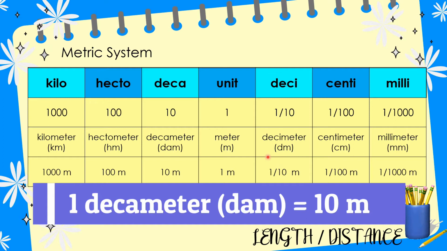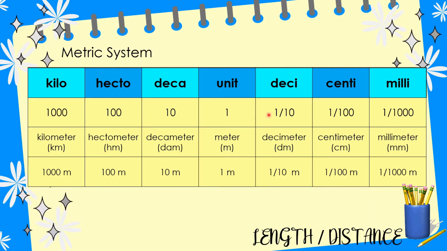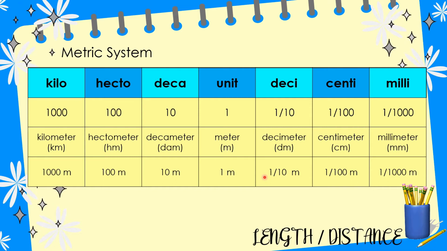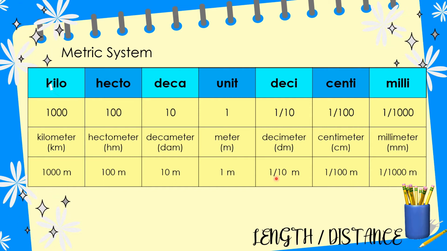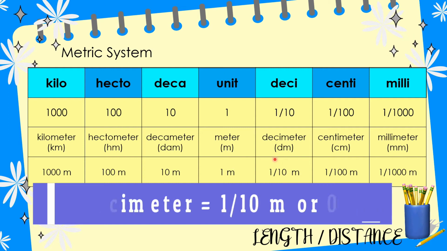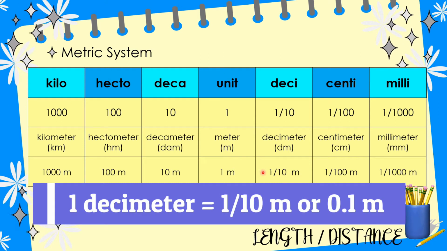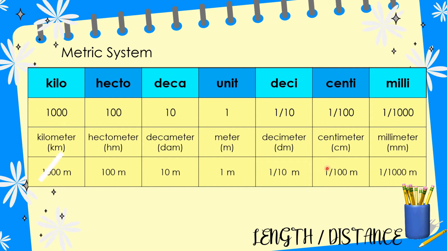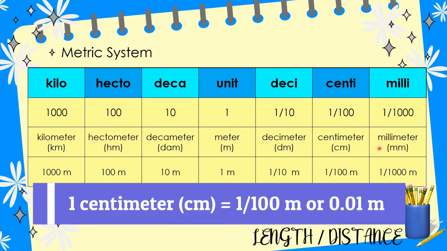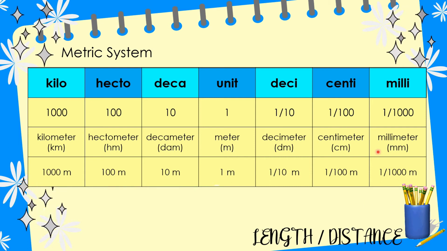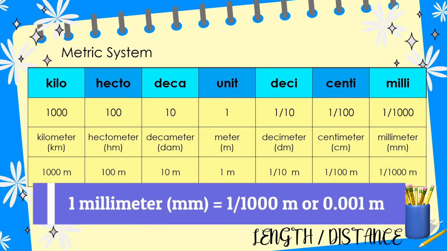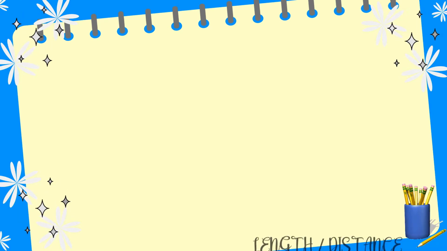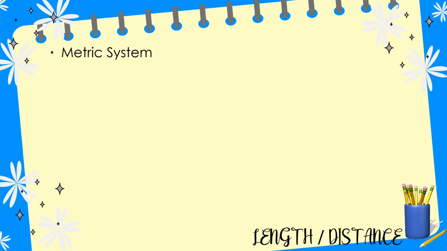And then, 1 decimeter is equivalent to, kung ano yung ibig sabihin ng deci, yun yung magiging number equivalent natin. So, that would be 1/10 of a meter. Kaya 1 decimeter is 1 over 10 of a meter. Ang 1 centimeter naman is 1 over 100 of a meter. And lastly, yung millimeter naman is 1 over 1,000 of a meter. Let us examine the units of measurement for length ng metric system.